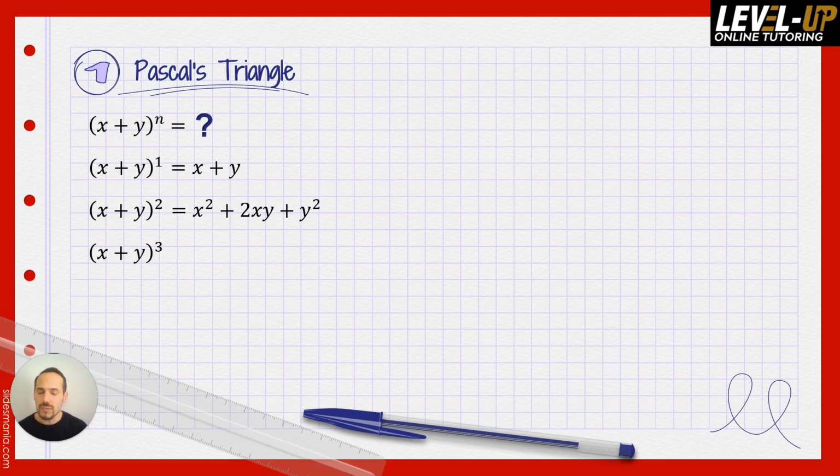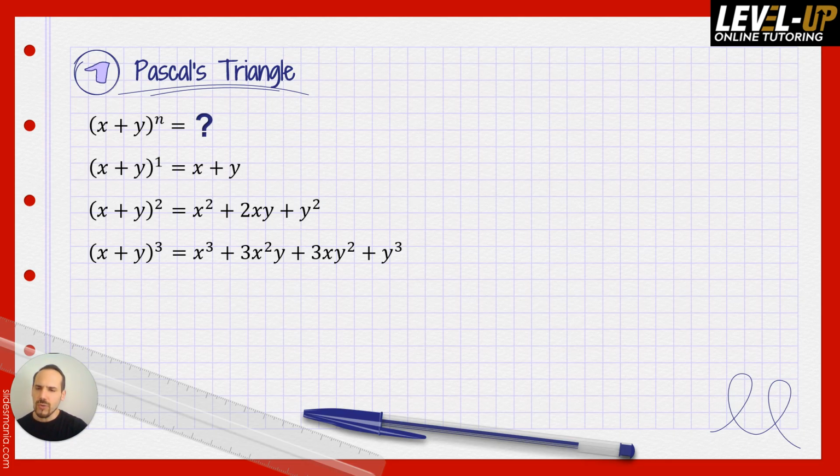Now, x plus y cubed. How would we do this? We basically take the previous expression and multiply it by x plus y again. We've already seen how you could do this in the previous lesson. And if you do that and collect together your like terms, you'll find you'll get this.